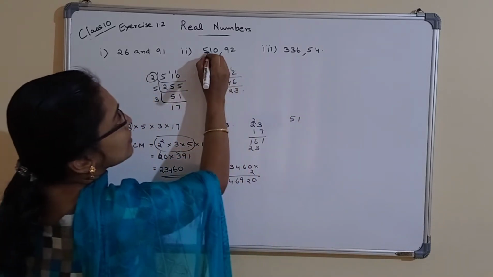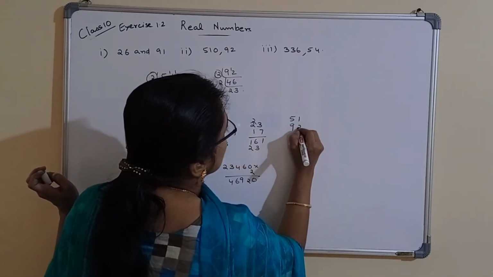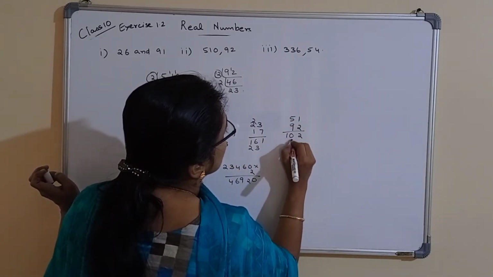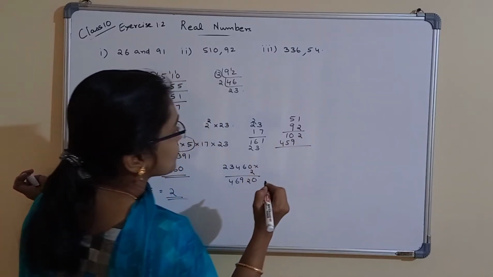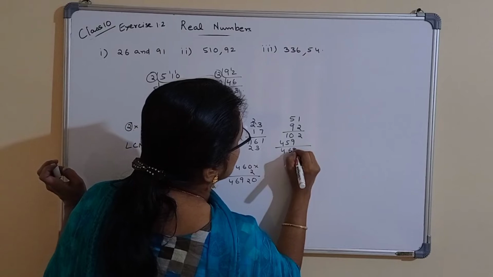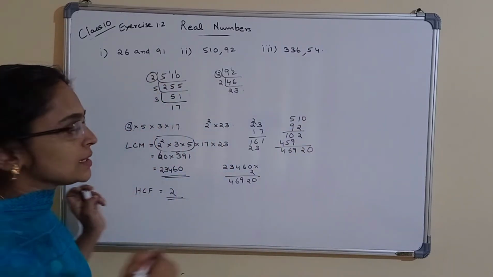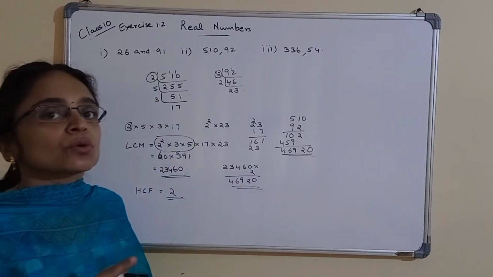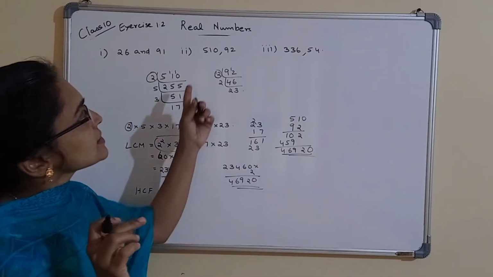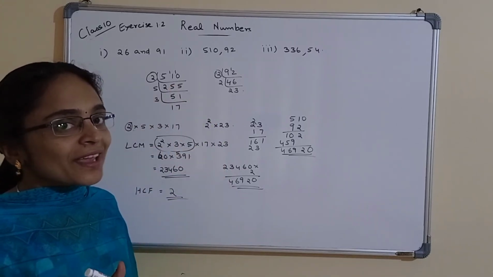We can multiply 51 by 92 and add a 0. So we will get 4692, then 510. It is 510. So we have to add a 0. 46920, 46920. So we have verified that LCM into HCF is equal to the product of these numbers. Okay.